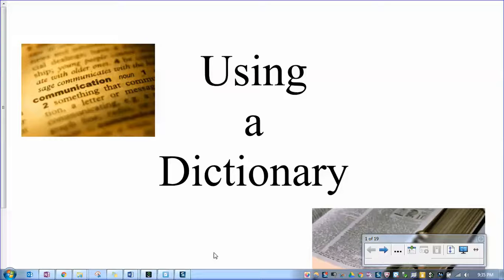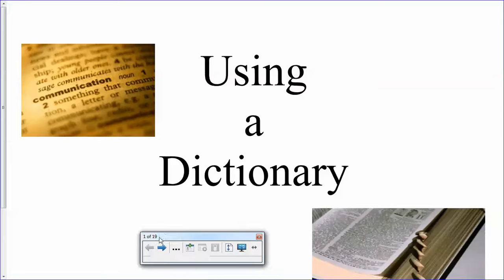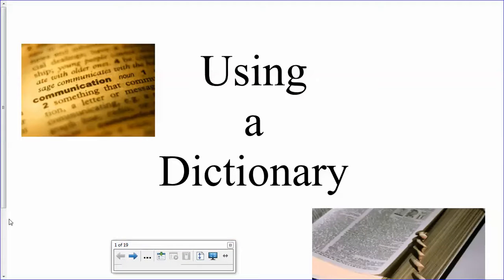Everyone. We're going to be talking about using a dictionary. This information should sound familiar to you, but we're just going to review some of the important things you need to know about reading a dictionary and using guide words to help you. So let's review.